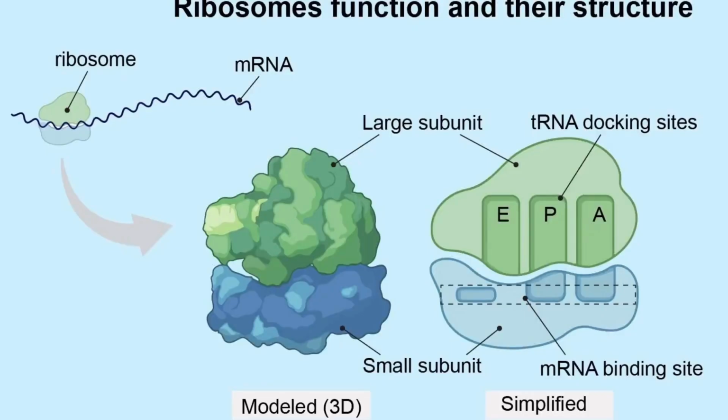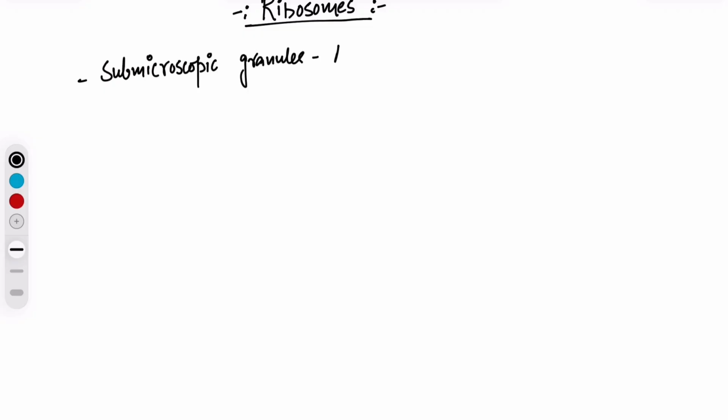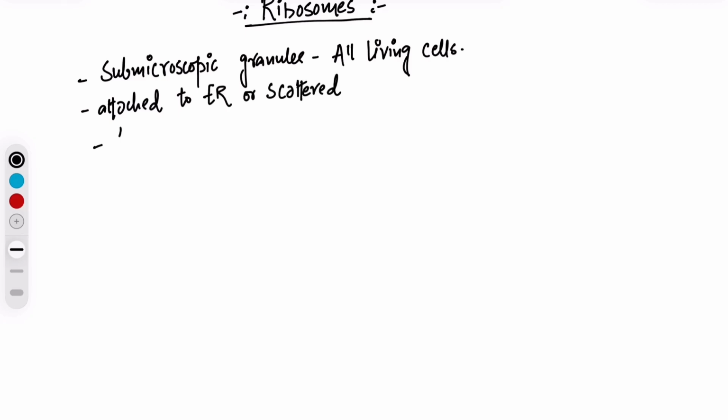Today we will discuss the ribosome as a cell organelle and how it functions inside our cell. We will discuss it in detail in this video. So what are ribosomes? They are submicroscopic granules found in all living cells. Usually they are attached to the ER or maybe scattered all over it, just like you saw in that diagram. They were first observed by a scientist named Claude.